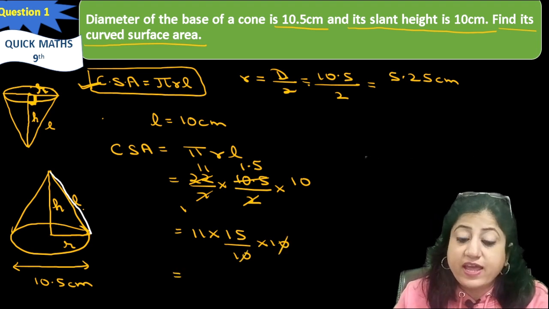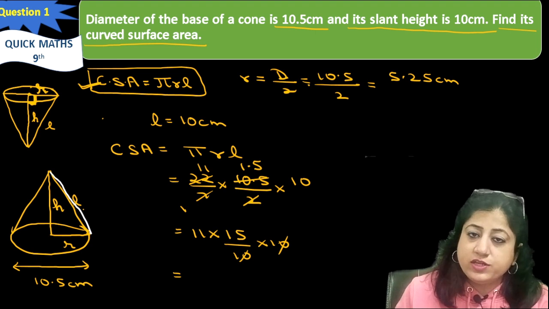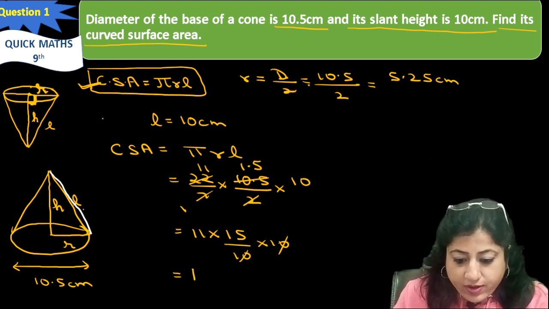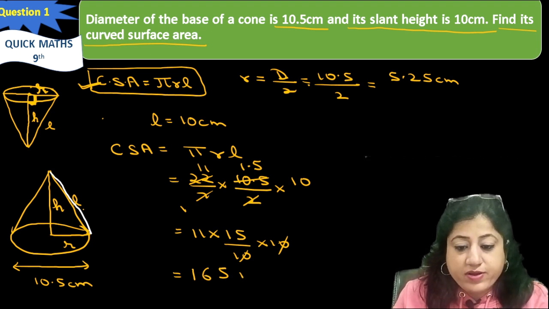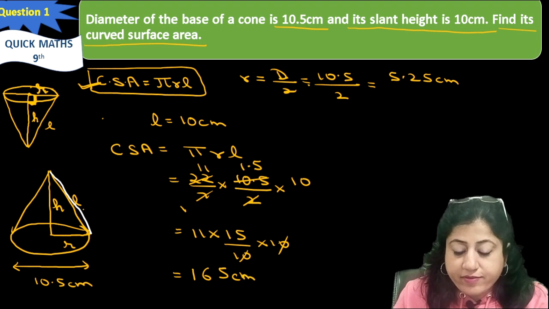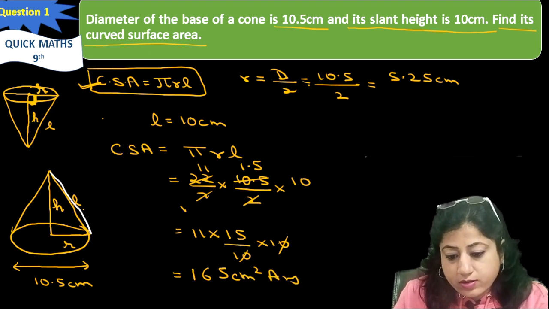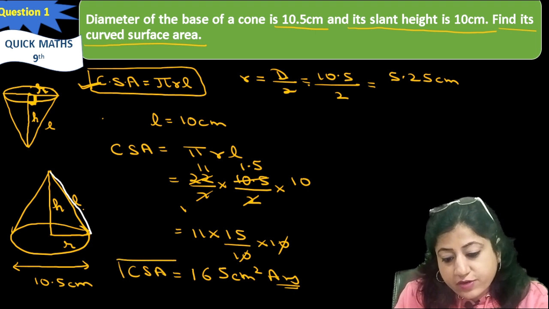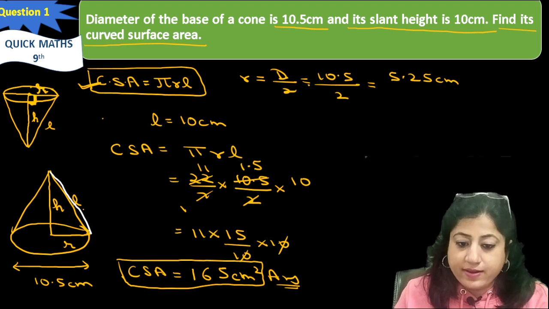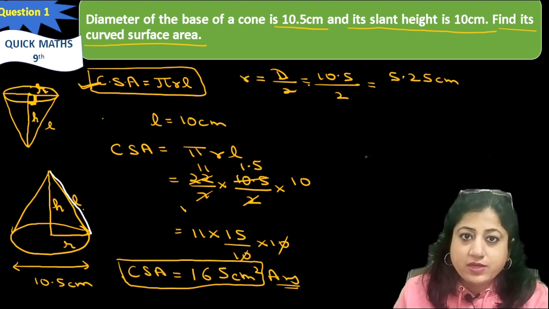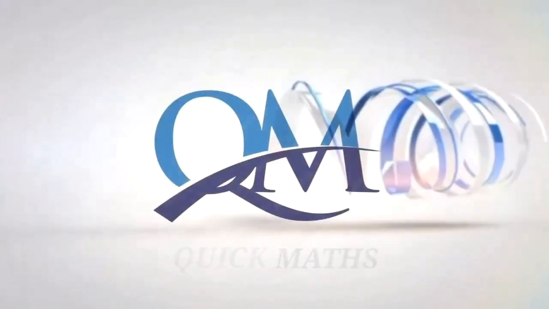So 11 multiplied by 15. When we multiply a 2-digit number by 11, it can be 1 and 5, and in between the sum of 1 and 5, that is 6. So it is 165, and since it is curved surface area, it will be written as centimeter square. So the curved surface area is 165 centimeter square, using the formula pi rl. So this is about the first question. Thank you so much.